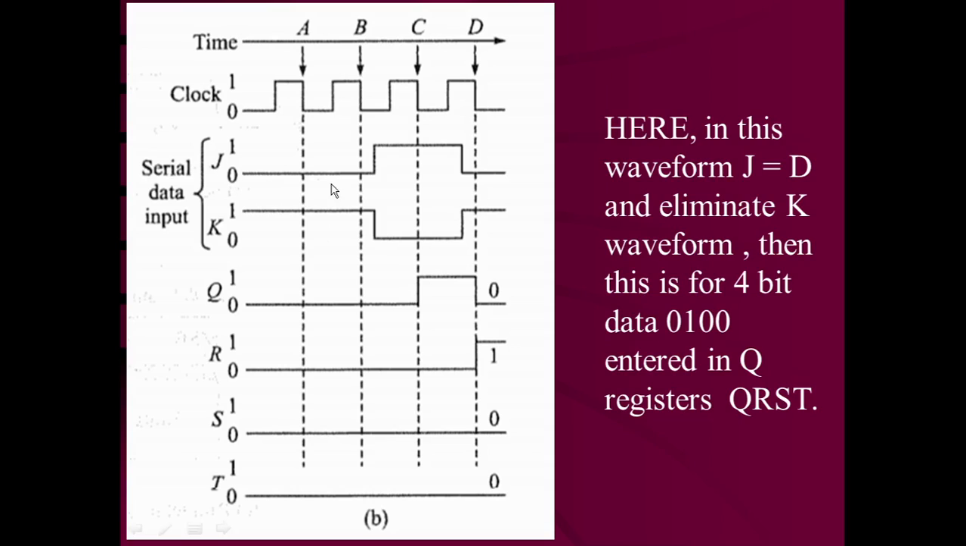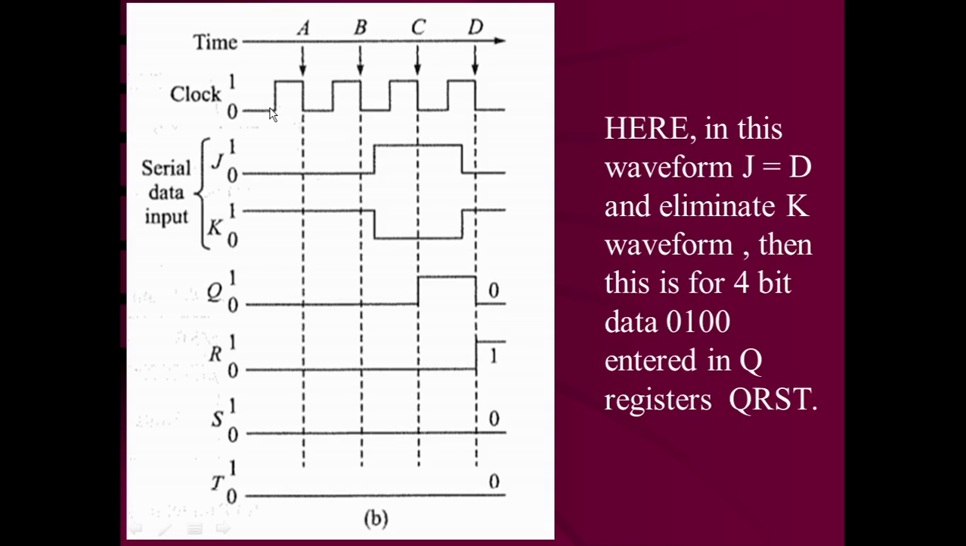So, J is equal to D. Consider the first data input is going to be 0, the second data input is also going to be 0, the third data input prior to the clock is going to be 1 and the fourth data input is going to be 0. So, you can see that for the 4-bit data which is given, the LSB is going to be 0, the next is going to be 0, the third is going to be 1 and the MSB is going to be 0. That way the data is 0, 0, 1 and 0, from LSB to MSB. We don't consider the K waveforms here.